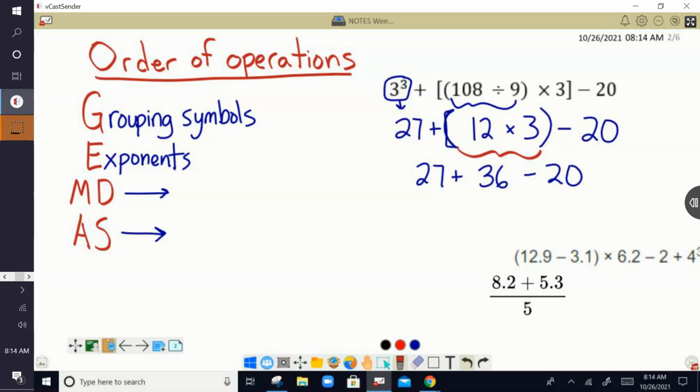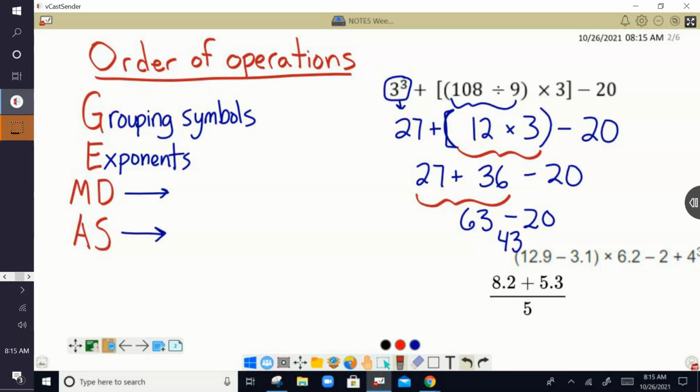Okay, now I'm done with all my multiplication and division. All I have is addition and subtraction, so I'm working from left to right. My first problem is this, and I'm going to add those together. I get 63, and then copy that, and I'm down to my most simple expression, and that is going to be 63 minus 20, 43.